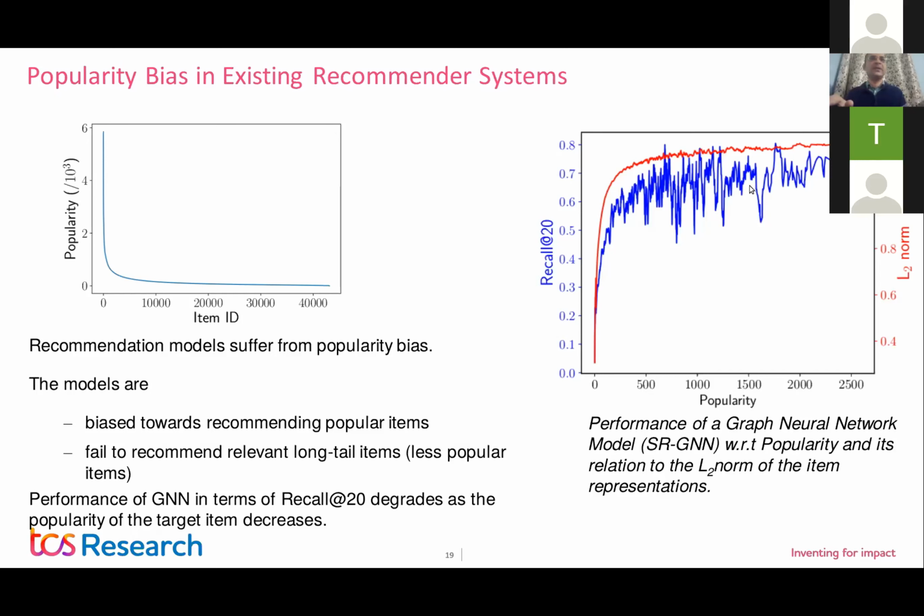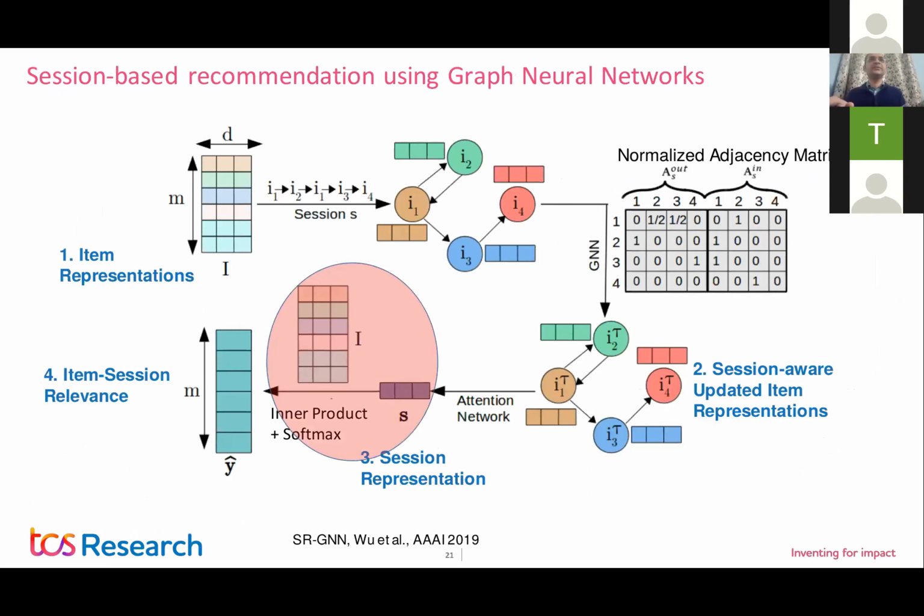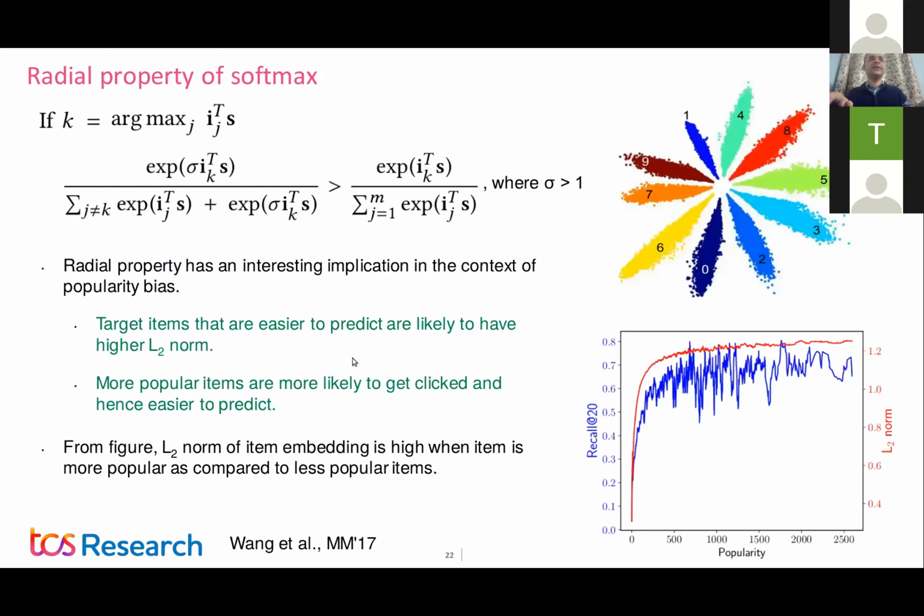So this was an observation, and why this is happening is related to the inner product that we are doing in one of the last steps while computing the relevance of items. I'll explain this in a bit more detail. There is this radial property of the softmax based loss function: if you just want to increase the probability score of a particular item in our case, you can easily achieve that by just increasing the L2 norm of that item. I'll again not go into the maths here, and this has been shown in other computer vision settings as well.